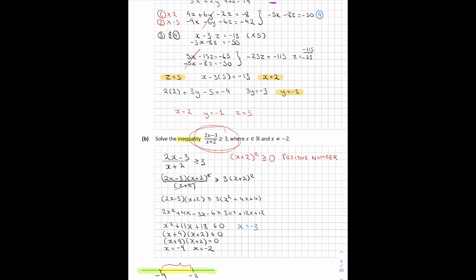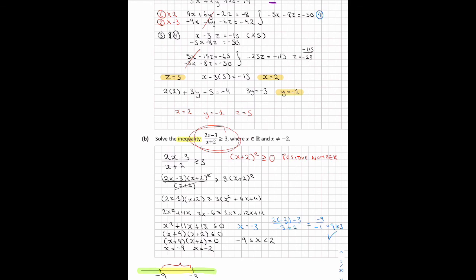So we'll get 2 times minus 3, minus 3, over minus 3 plus 2, which is equal to minus 9 over minus 1, which is equal to 9, which is indeed greater than or equal to 3, so that's a big tick. So we see that for a value in between minus 9 and minus 2, the original inequality holds. For that reason we know that the answer is that minus 9 is less than or equal to x, which is less than minus 2.